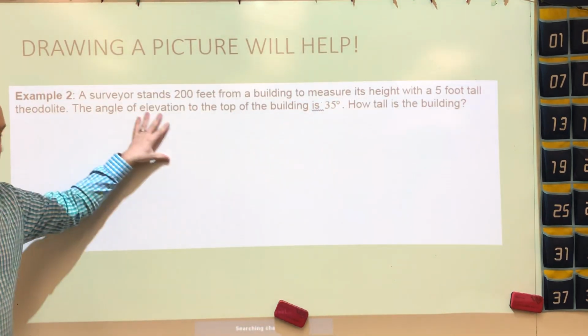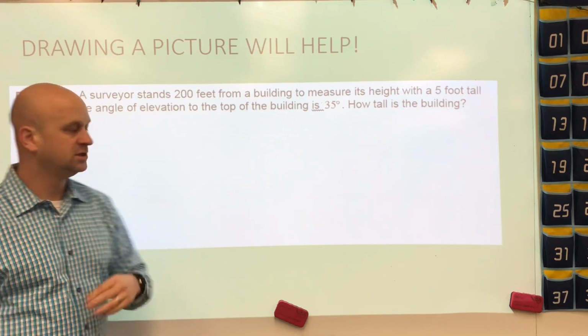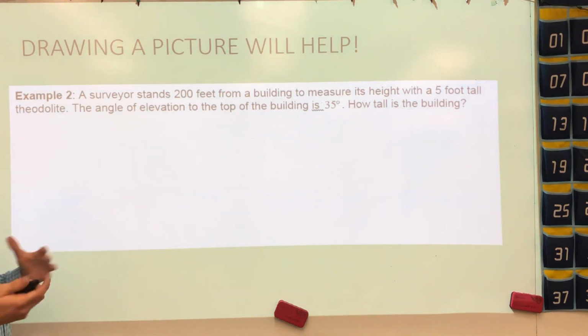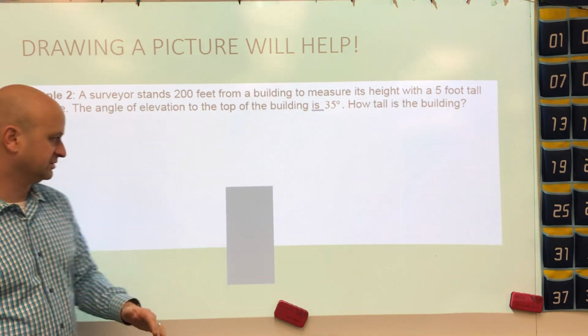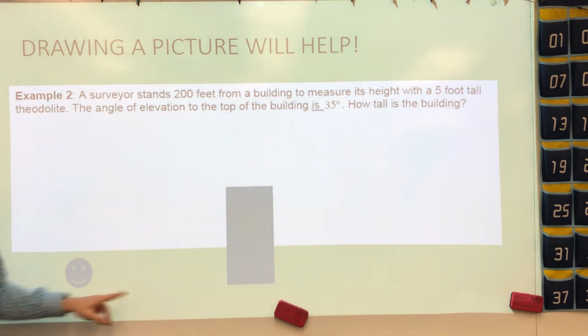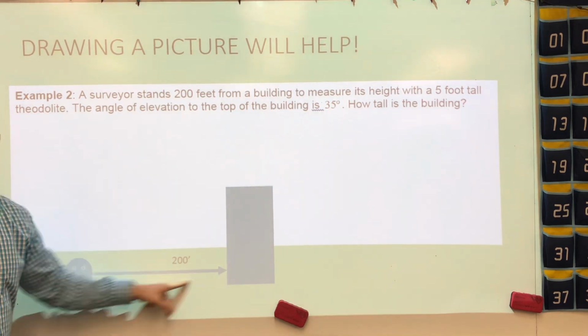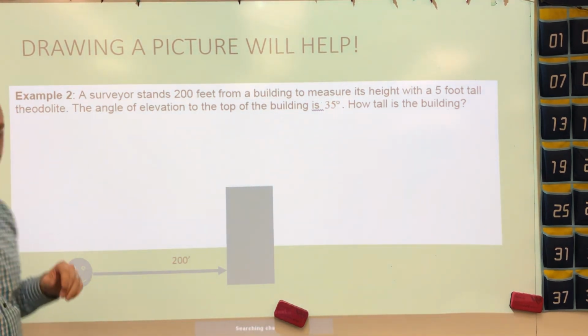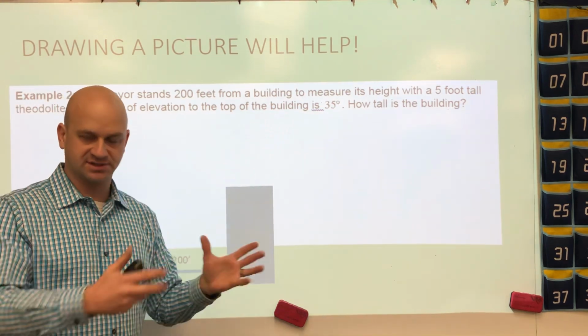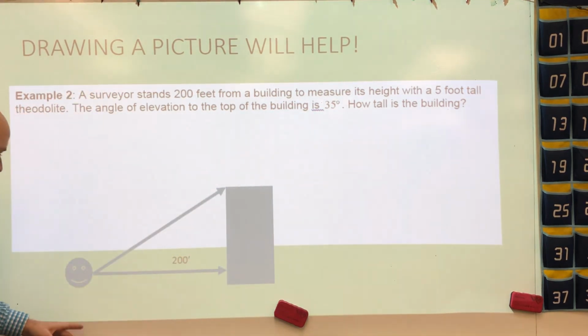All right, you're going to get lots of word problems, and so we need to draw pictures, right? And so there's key things in the pictures. So a surveyor, that's a person, stands 200 feet from a building. So we have a building and we have the person, and we know the distance is 200 feet. And he's measuring its height with this tool called a theodolite. That's just a measuring tool. It looks like a tripod that measures angles. And that's going to become important later on.